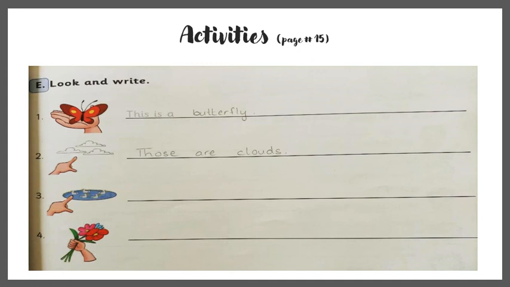On page number 15 there's another activity. Look and write. There's a hand holding a butterfly, so it's very easy. This is a butterfly. You have to write the sentence over here. In the next picture you can see there's a hand pointing towards the clouds, so those are clouds. Number 3, those are ducks. The hand is holding flowers, so these are flowers.